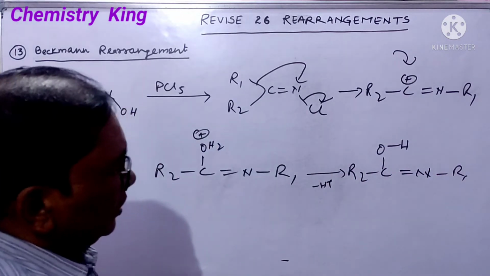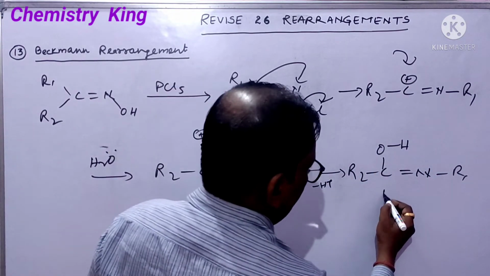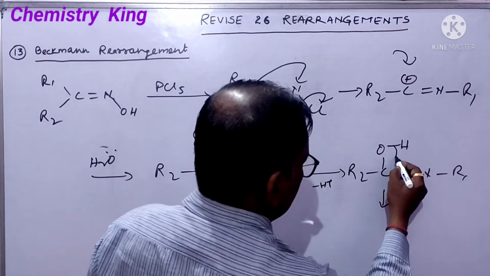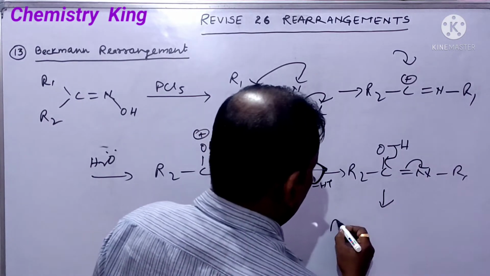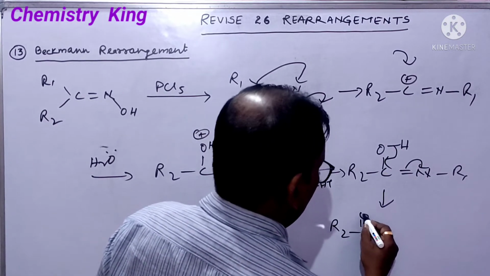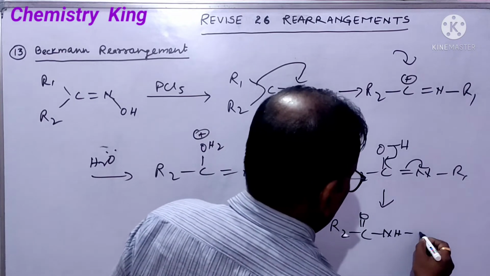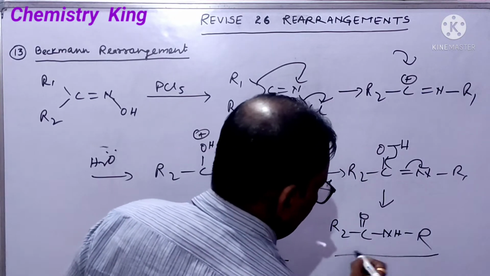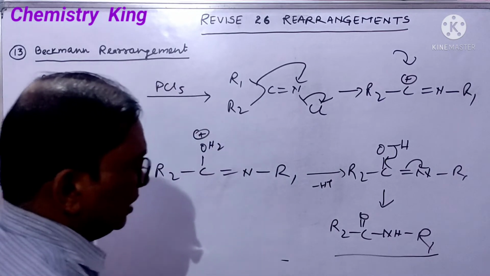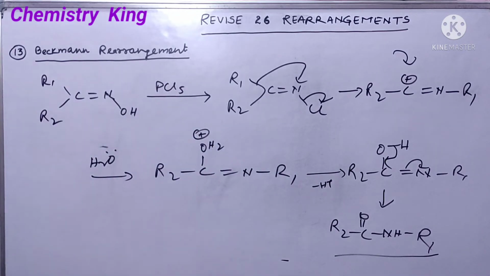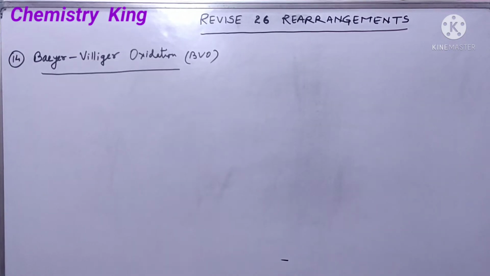It is an enol. It will tautomerize in this fashion, R2C double bond O, NH R1. It is a substituted amide. So when the oxime of a carbonyl compound is heated with phosphorus pentachloride or acid, you will get a substituted amide.